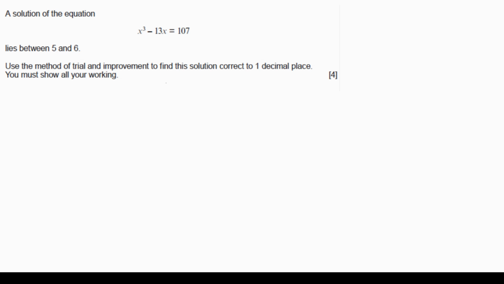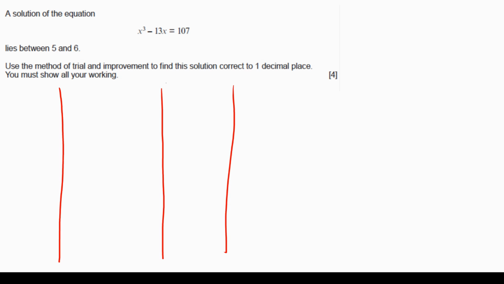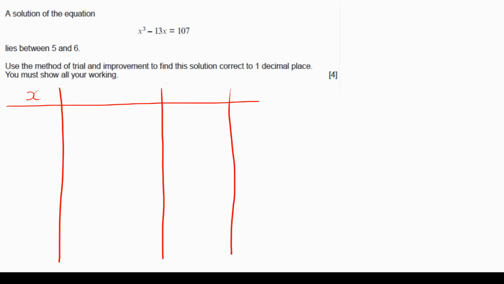This is how we would do the answer. We would begin by drawing our table with x, and this time the equation is x cubed minus 13x equals 107, and then our comment.